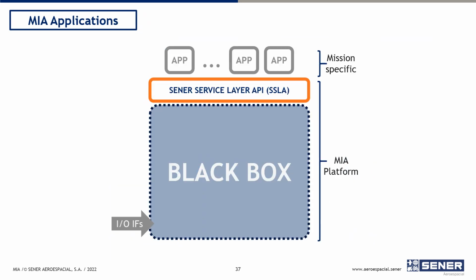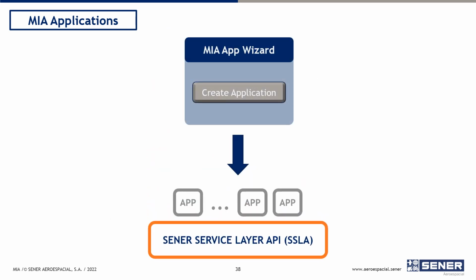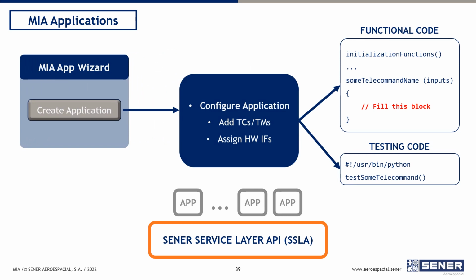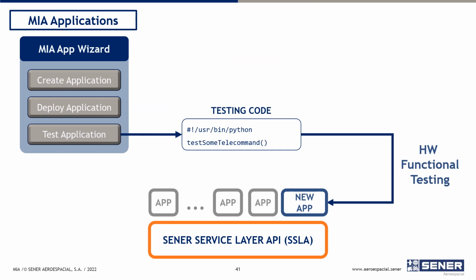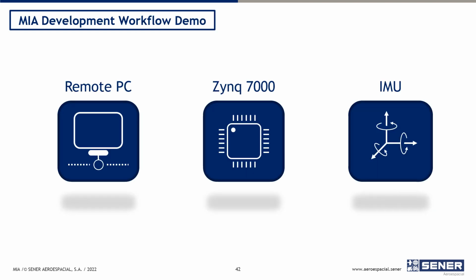The creation, deployment, and testing of software applications is also facilitated by the use of a wizard. For creation, the wizard builds the entire application structure and telecommands based on configurations, leaving the developer to code only specific functionalities. The wizard also allows the code to be easily deployed on the hardware, and for each application and command generated, the wizard also auto-generates test functions to verify them. To illustrate all this, we will now watch a video demonstration of application creation.